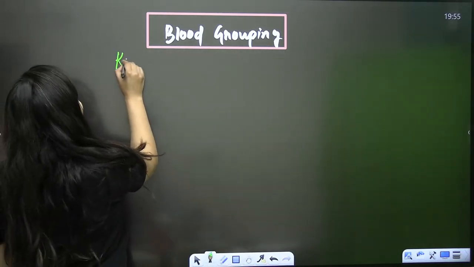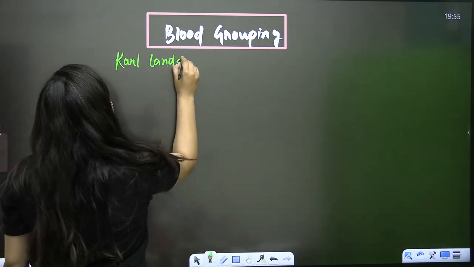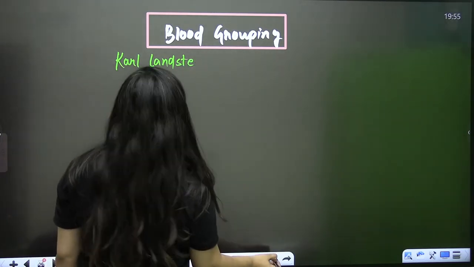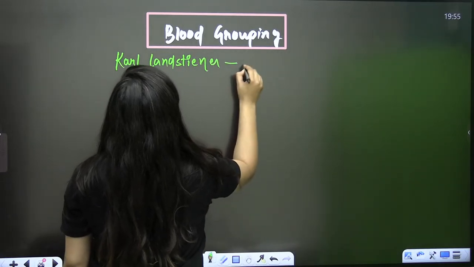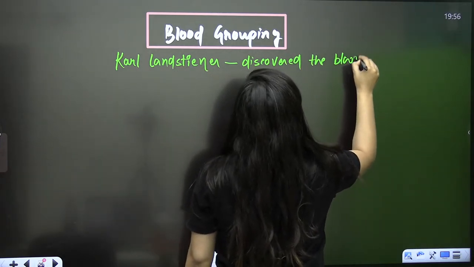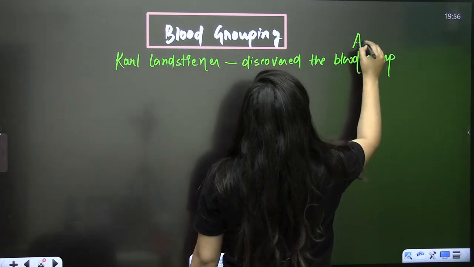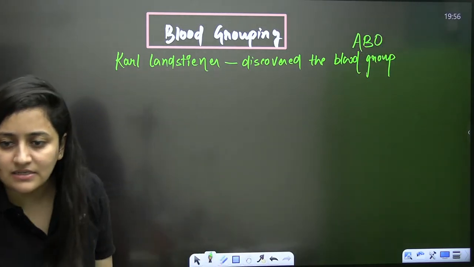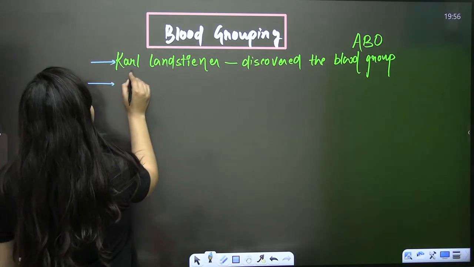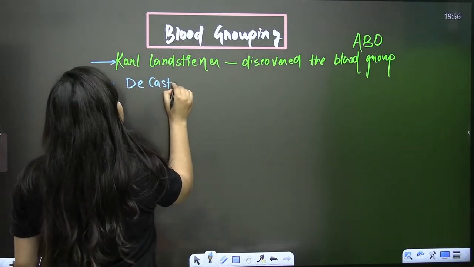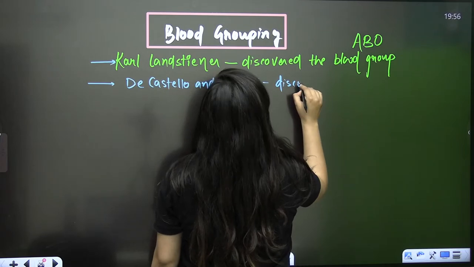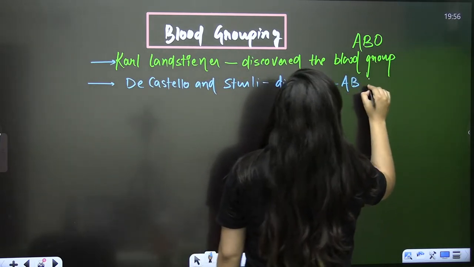Who discovered the blood group? Karl Landsteiner discovered the blood group. He discovered the ABO blood grouping system. Okay, bachche, done. And his students, Decastello and Sturli, they discovered the AB blood group.